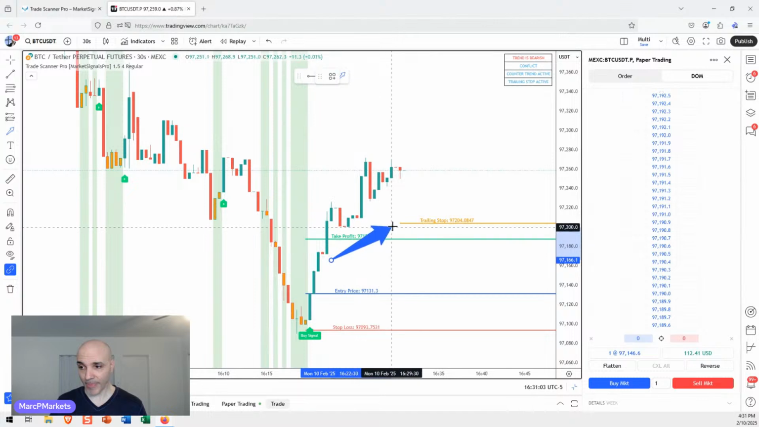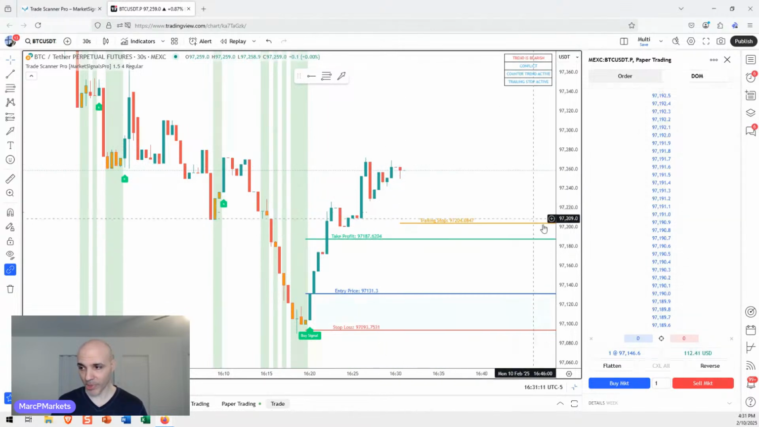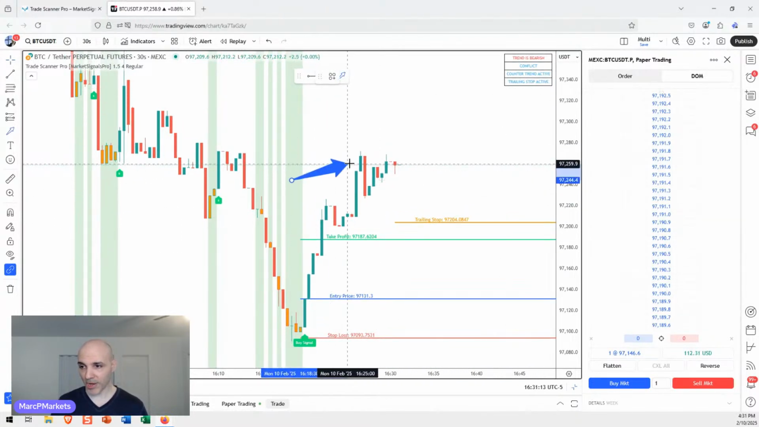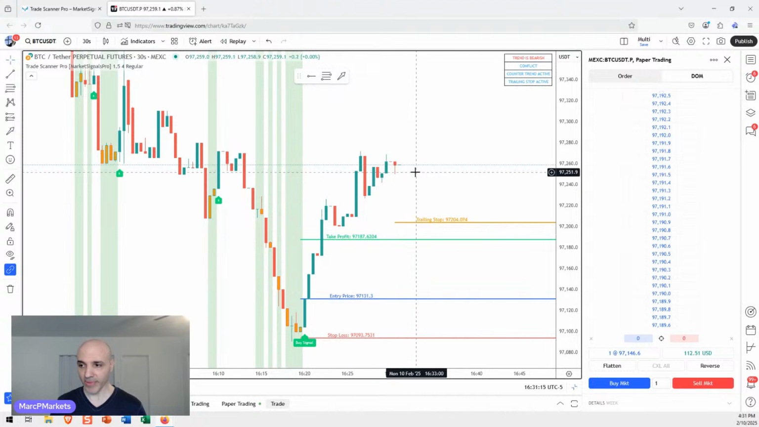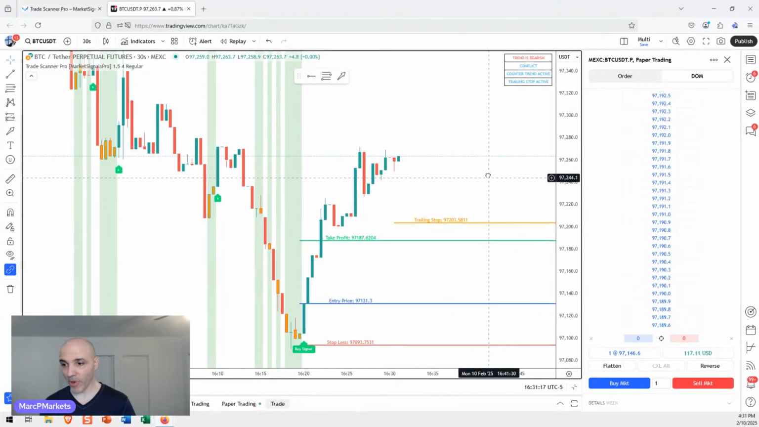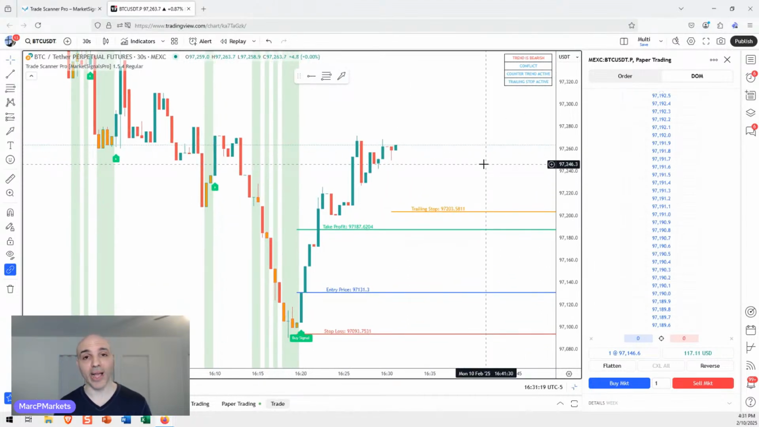My trailing stop is now beyond my profit objective. Now keep in mind, one candle can just pull back and touch that trailing stop. We're kind of stuck up here. All right, whatever. Let the market do its thing. I don't have to analyze anything.